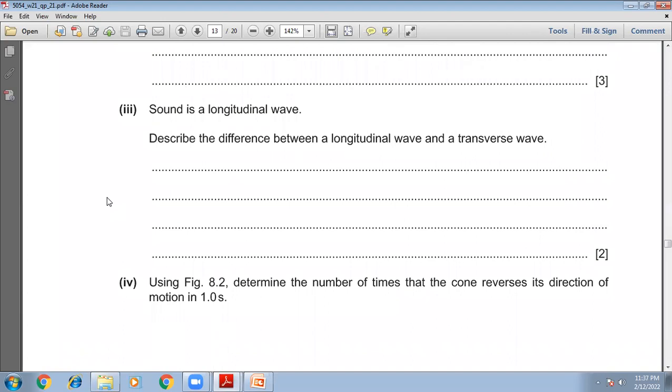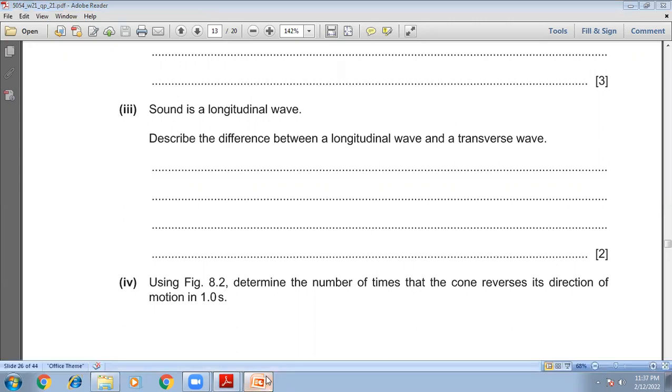Describe the difference between a longitudinal wave and a transverse wave. You see, the longitudinal wave and the transverse wave. In longitudinal waves, the particles of the medium through which the wave is traveling vibrate parallel to the direction of the wave. In the transverse wave, the particles of the medium vibrate perpendicular to the direction of the wave. The longitudinal wave consists of compressions and rarefactions, whereas the transverse waves consist of crests and troughs. It's a 2 marks question.